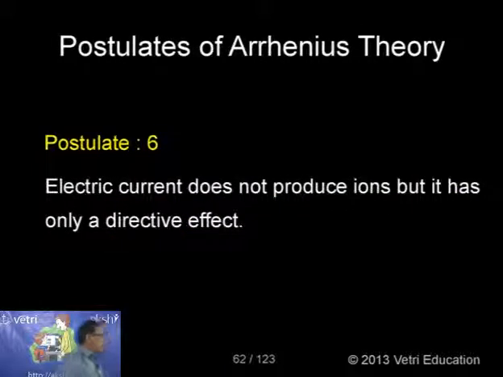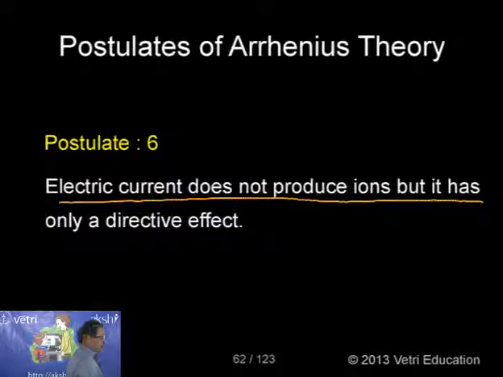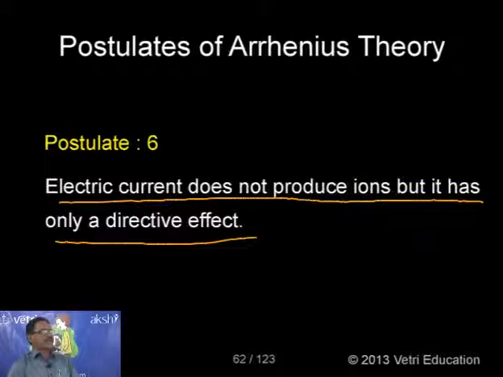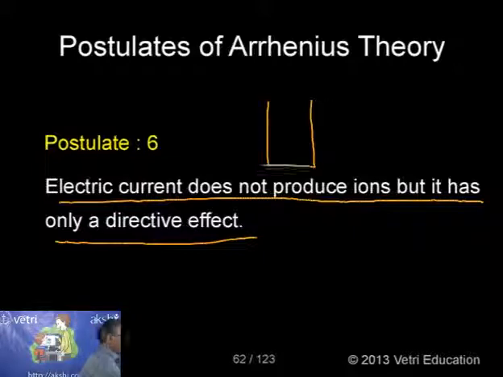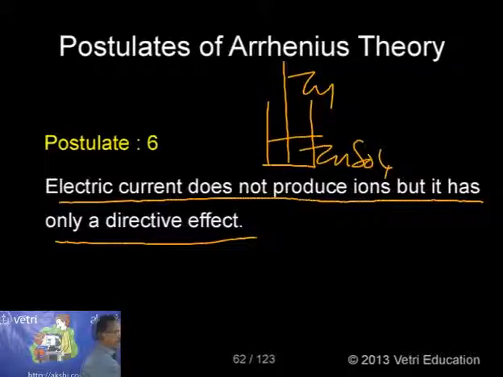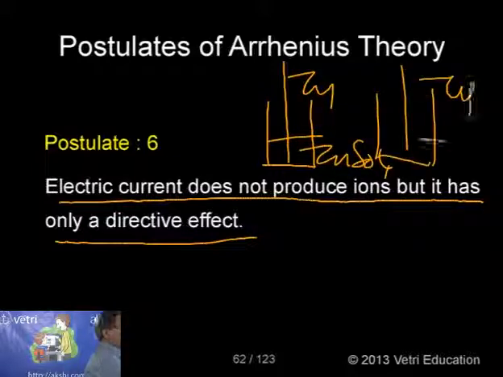The next one, postulate 6. This is something related to the current. Electric current does not produce ions, but it has only a directive effect. Kindly follow me. You will study this when you come to plus 2 electrochemistry, but let me give a short form. You have to take a cell, which consists of two electrodes. Kindly recollect the Daniell cell. They take a zinc rod dipped in zinc sulfate solution and a copper rod dipped in copper sulfate solution.